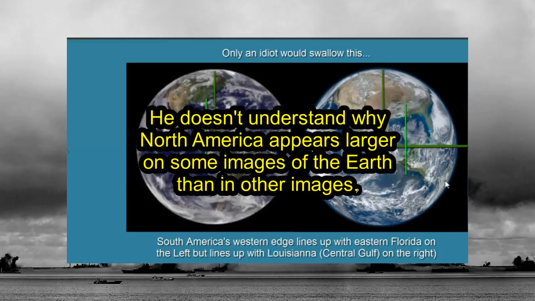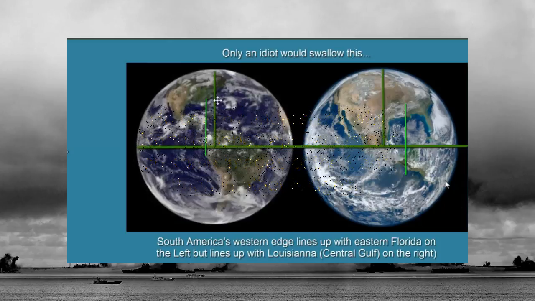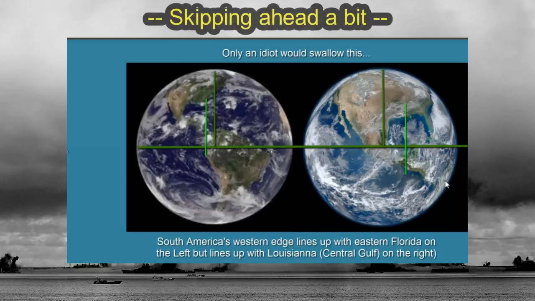The big argument coming from many people is, well, one of these pictures was taken from much further away than the other one. That's why North America is larger in one and smaller than the other. Let me ask you something. What percent of the globe can be visible at any one time?